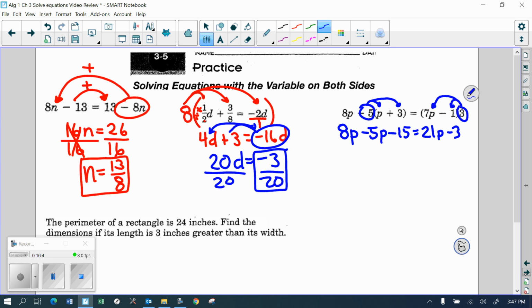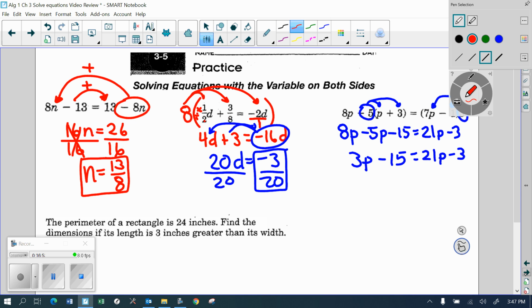Combine like terms on both sides. So I combine like terms on the left, I get 3p minus 15 equals 21p minus 3. Now again, I ask myself, which side has the smaller variable? 3p. So I'm moving that across to 21p, which means I have to move the constant to the other side. So I'm adding 3.